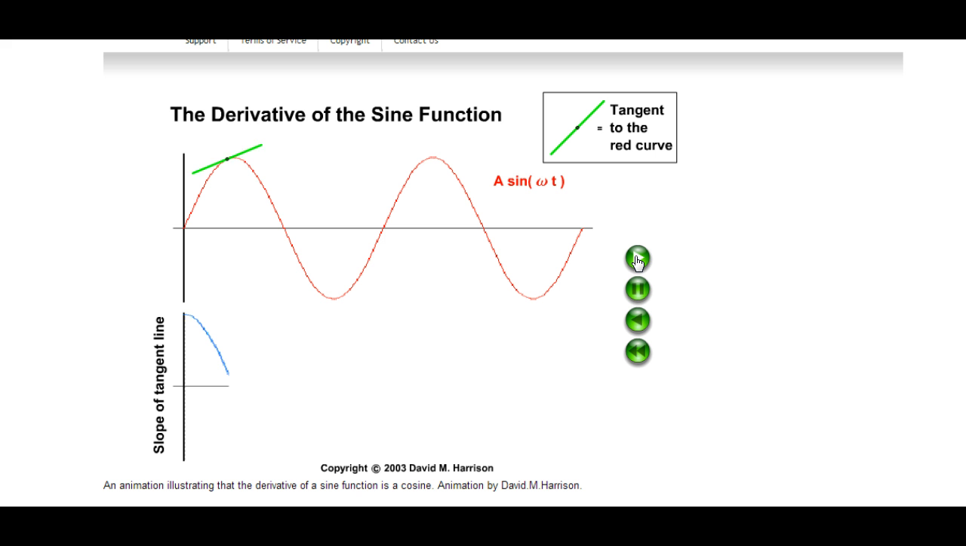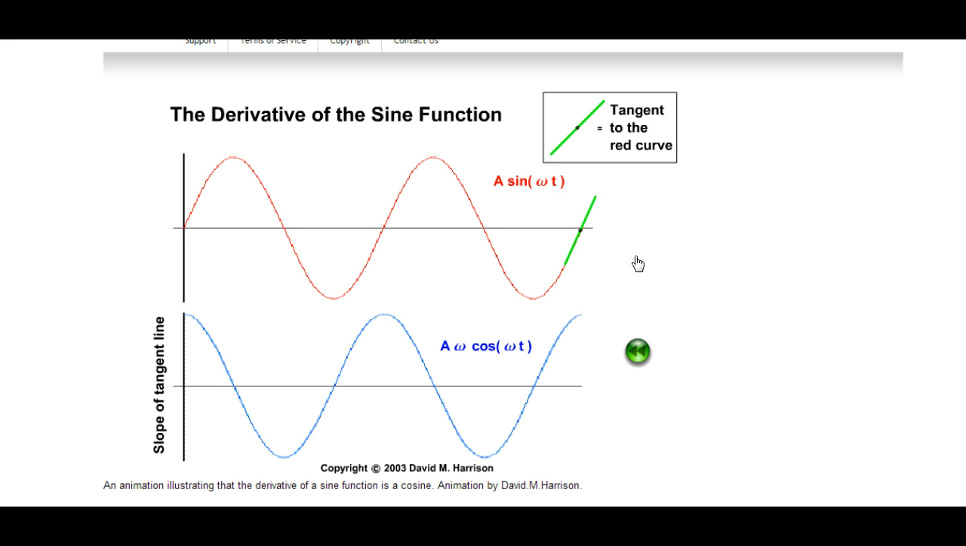So as we go along, now we hit 0, right? Now it turns negative. Okay, and then it hits 0, and then it turns positive, and it's climbing, and then it hits 0. And so what function are we graphing out here? That's the cosine function, right? So the derivative of sine is cosine. Cool, huh?